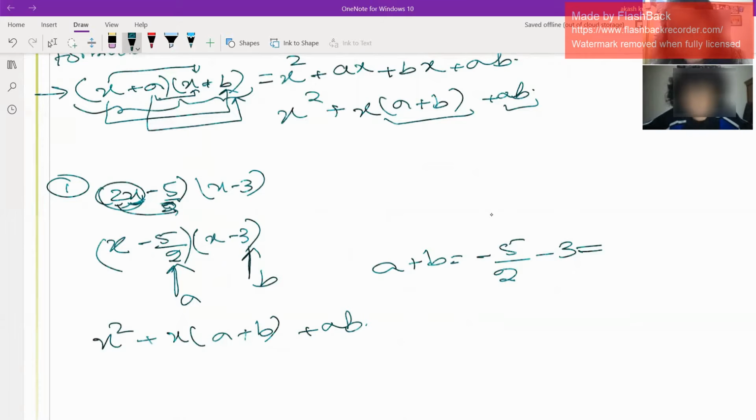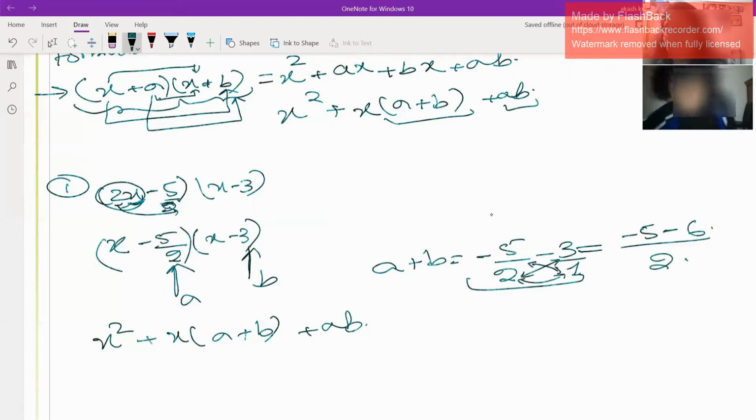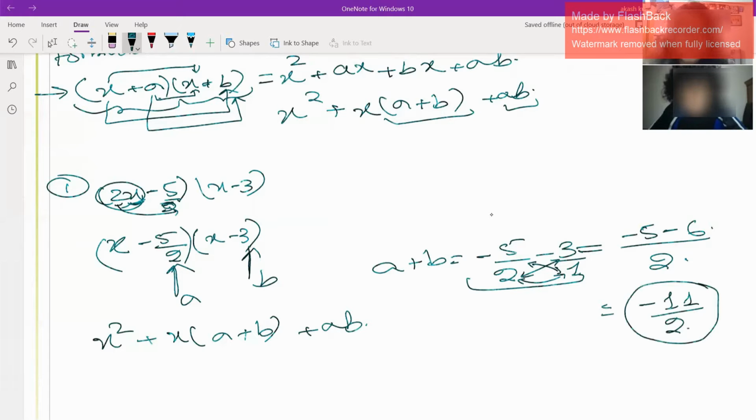We just need to add the terms. The first term is minus 5 over 2 and the other term is minus 3. So would it be minus 8 over 2? No. Okay, let's do it together. We just cross multiply it. 5 times 1 is minus 5, right? And minus 3 times 2 is minus 6, divided by 1 times 2, which is 2. So minus 5 and minus 6 is minus 11 over 2. Is it clear? Okay.